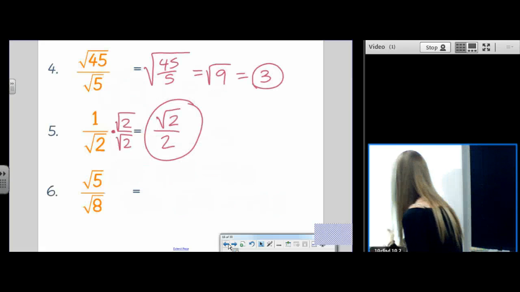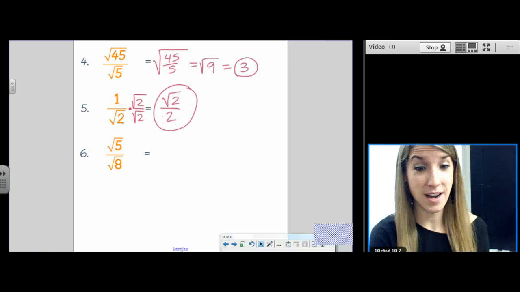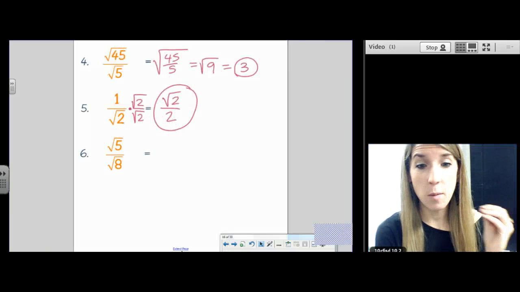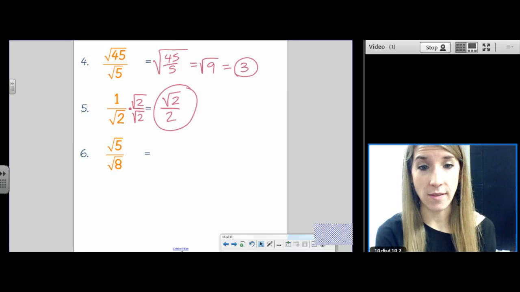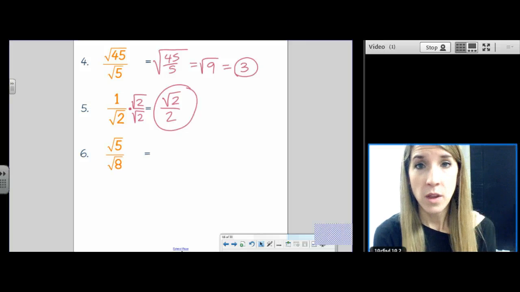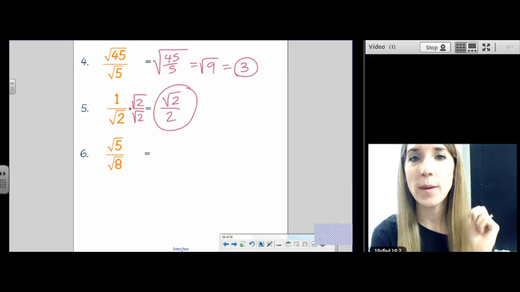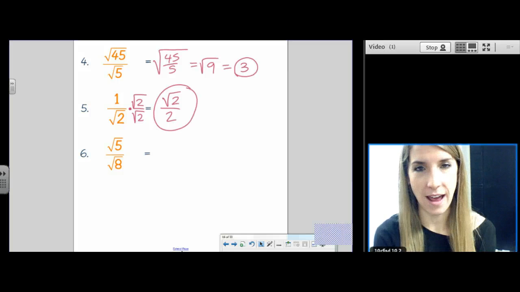Let's try number 6. Now, we cannot treat number 6 like we treated number 4. Do you see the difference? In number 4, 45 is divisible by 5. In number 6, 5 is not divisible by 8. So we have two options. We can simplify it and then rationalize, or we can rationalize and then simplify.